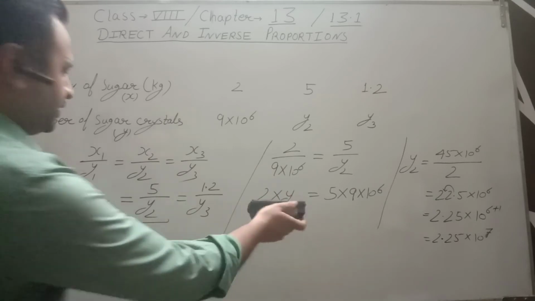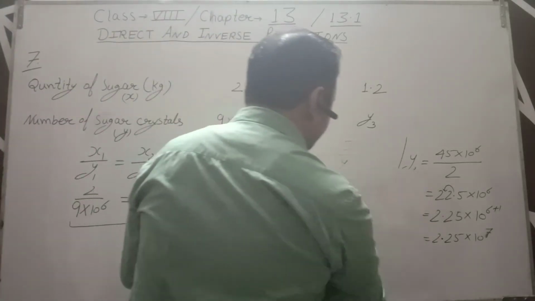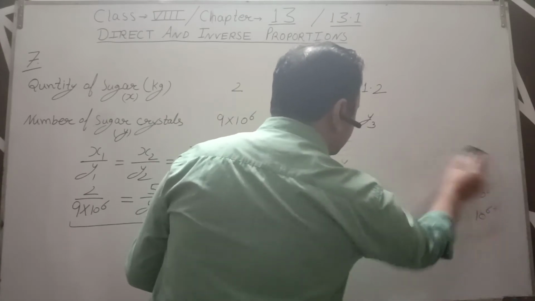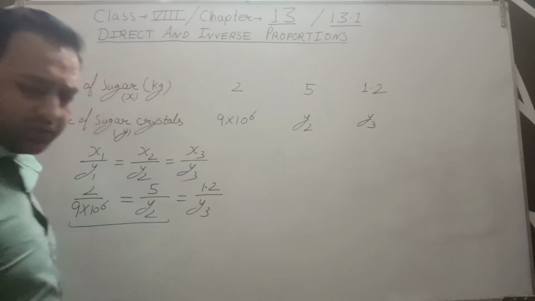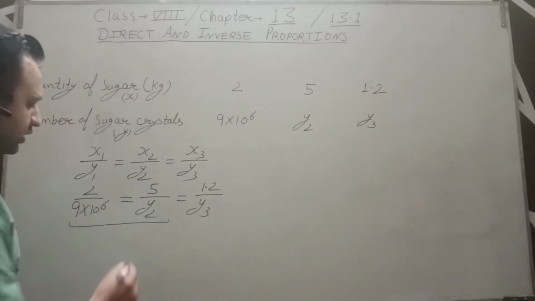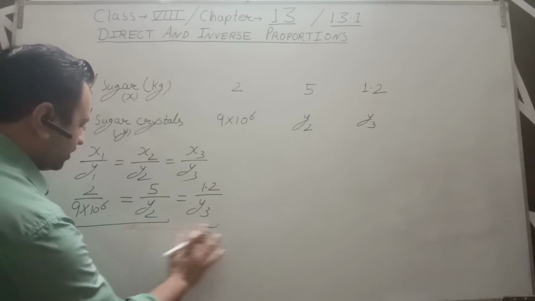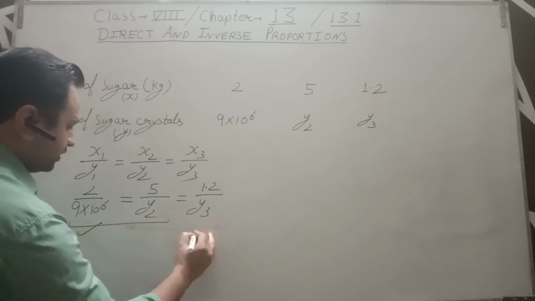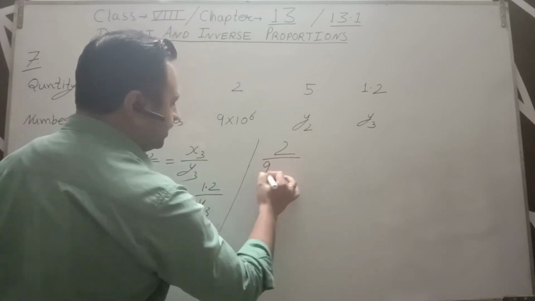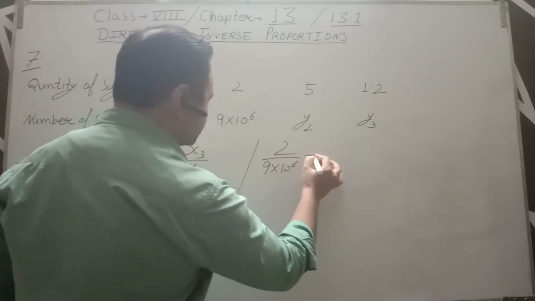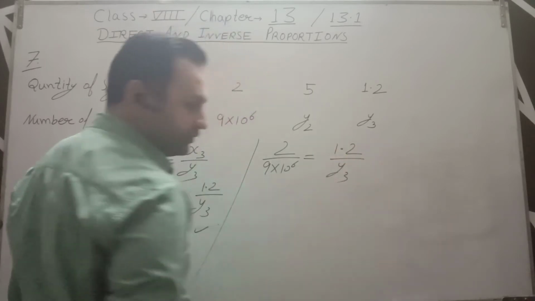Now we just find out the number of crystal particles in 1.2 kg sugar. If we have 1.2 kg sugar, then how many crystal particles will be present in it? So for this we have to simplify the first fraction and the last fraction. It means 2 upon 9 multiply 10 to the power 6 is equal to 1.2 upon y3.